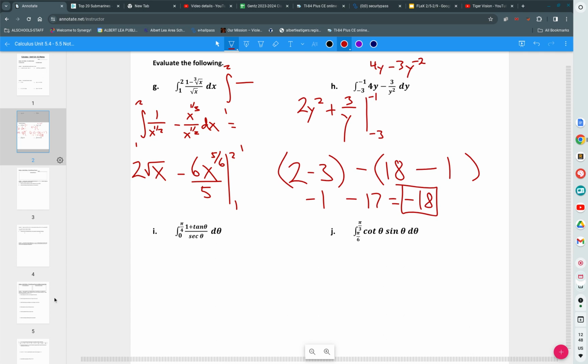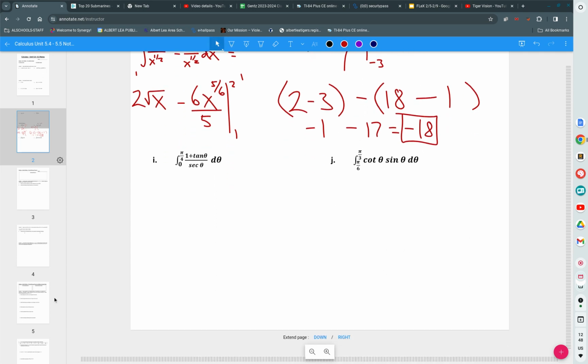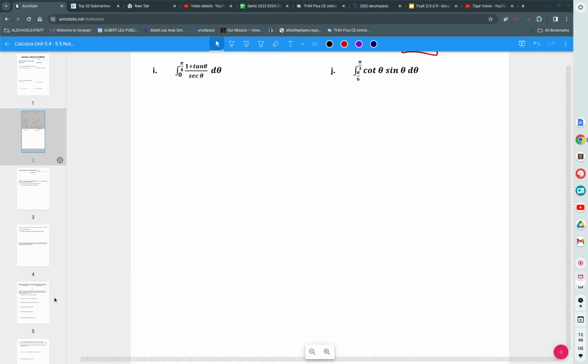Talk to the person next to you. What's your first inkling for letter I? What would you do? First inkling for letter I. Talk. No, it has to be squared. That's what I thought. Sine to different fractions. One over secant. Yeah, so 1 over secant.